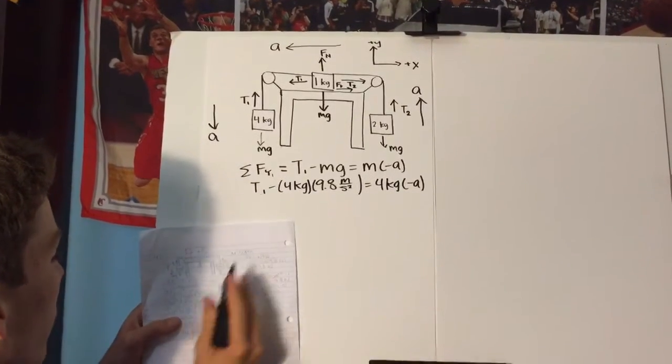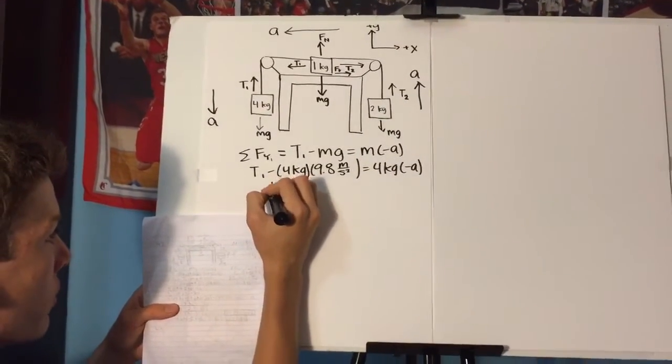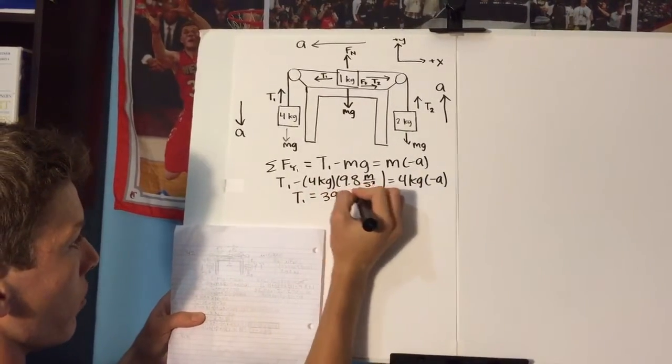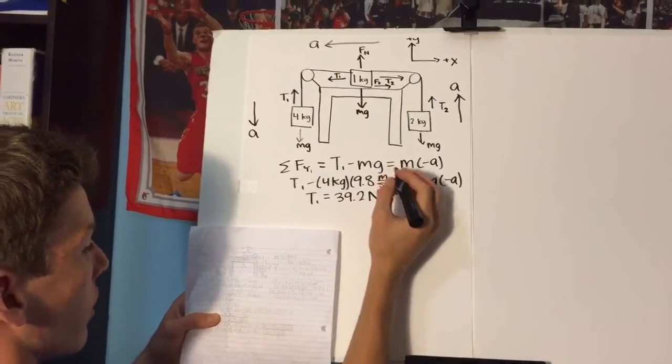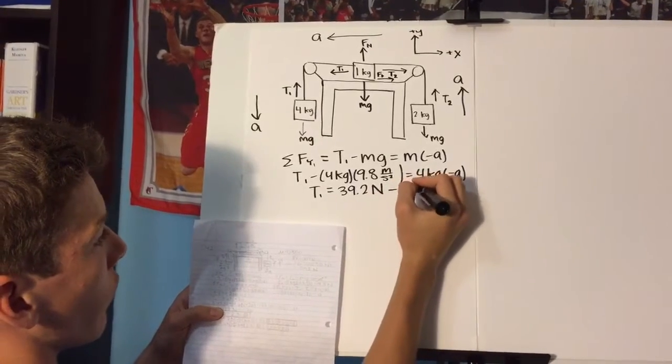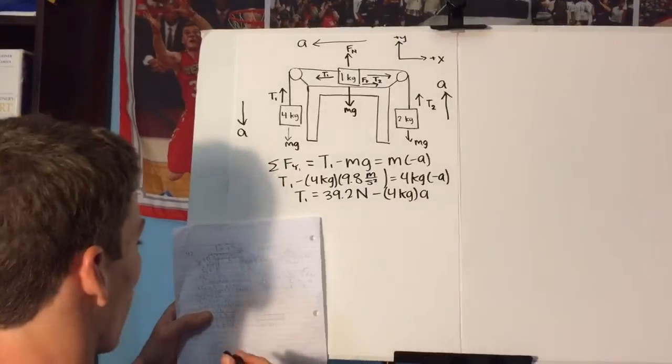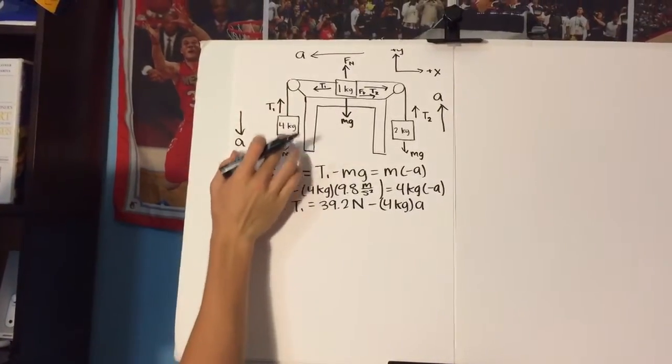So simplifying this, we get T1 equals 39.2 minus 4 kilograms times acceleration. So that's what we have for this.